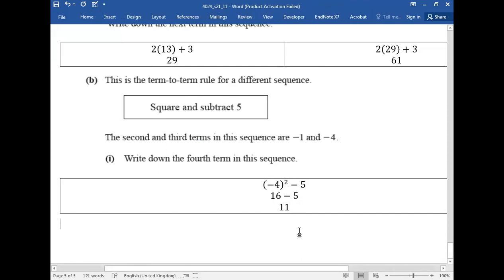Even if you have done these questions, do them again. Consider these as fresh questions that you're just doing and attempt them again.